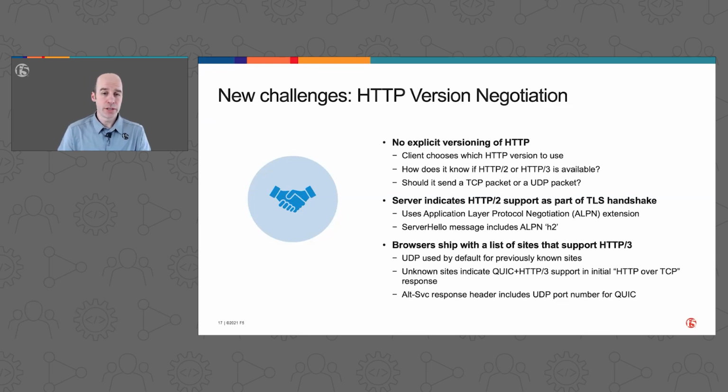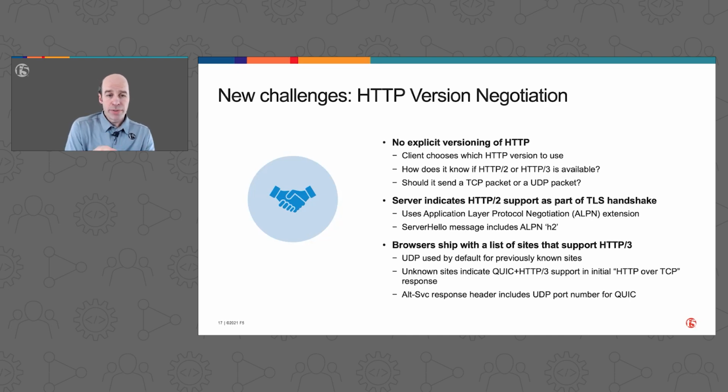HTTP2 solves this by putting the HTTP2 negotiation into the TLS handshake. So when we make that TLS handshake, the server is able to respond with a hint to say, yeah, I support HTTP2, by the way, and it puts that in its server hello message using ALPN. I'll show you how that works in a moment.